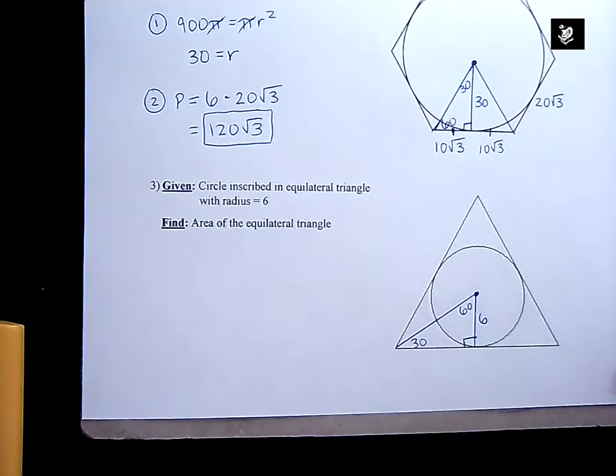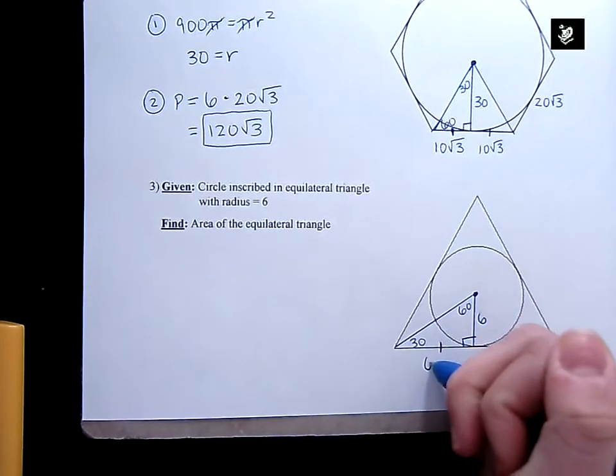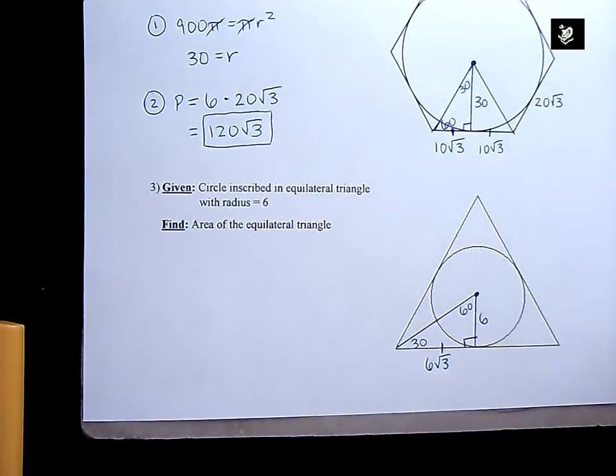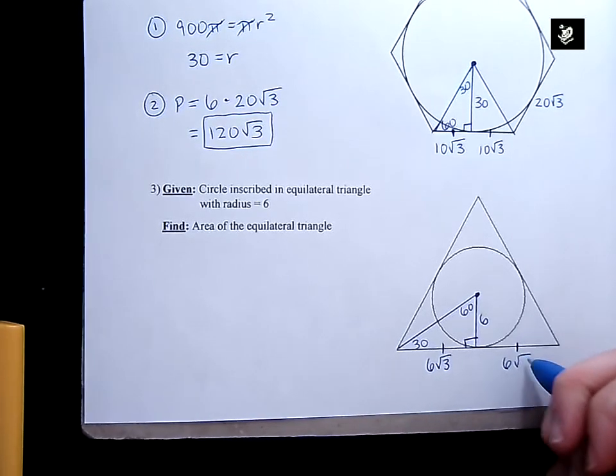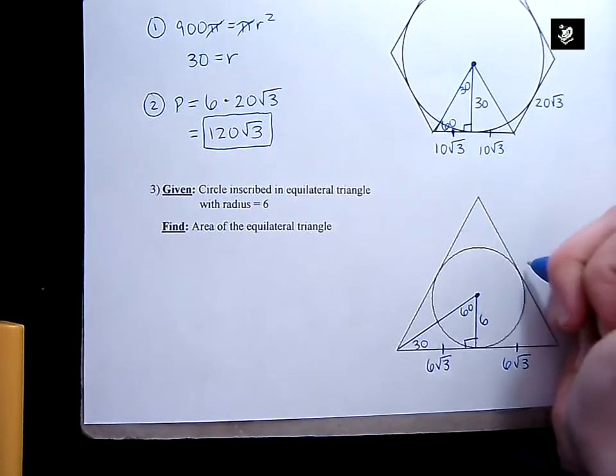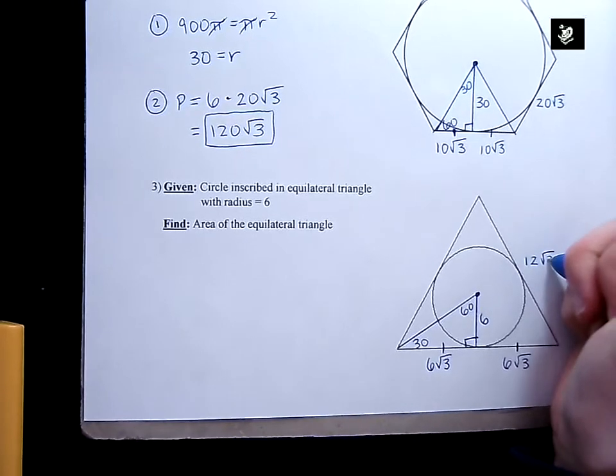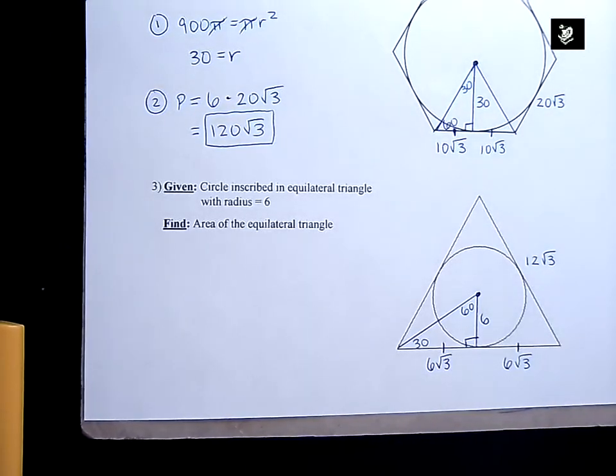So since that's across from the 30, I know that this piece here is going to be 6 root 3 because it's across from the 60. And if I was to create the same image over here, I would have another 6 root 3. So the complete side of this equilateral triangle is going to be 12 root 3.